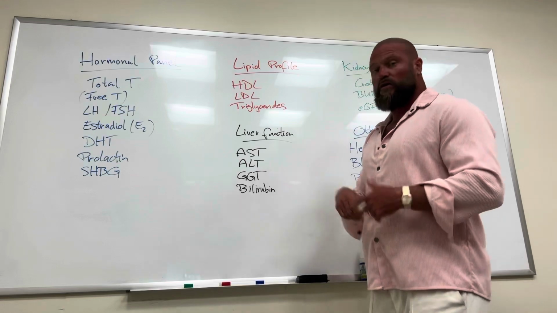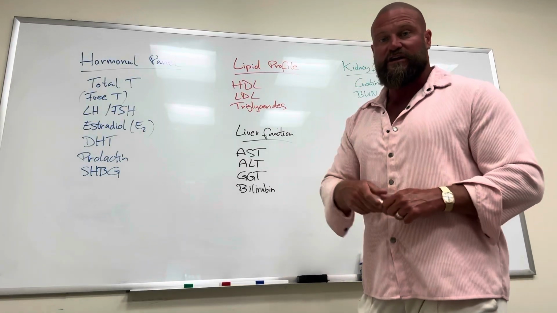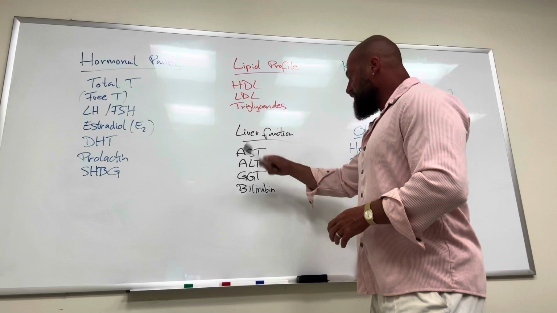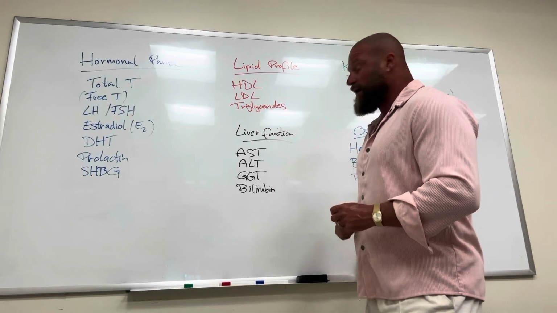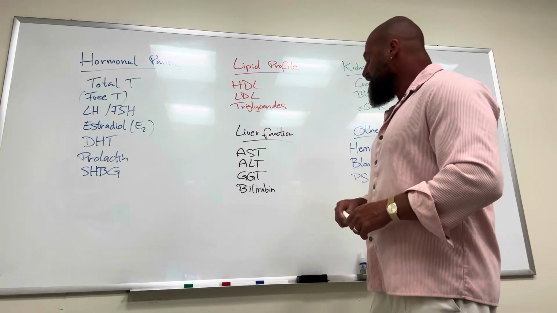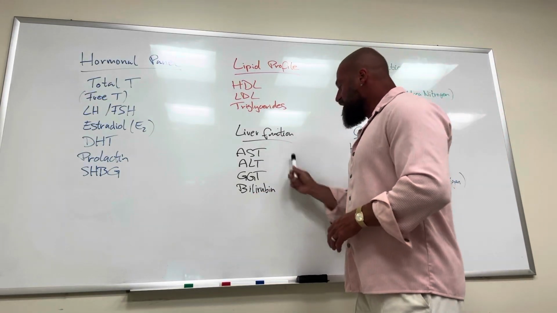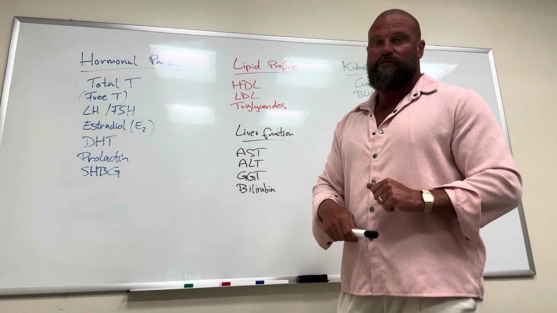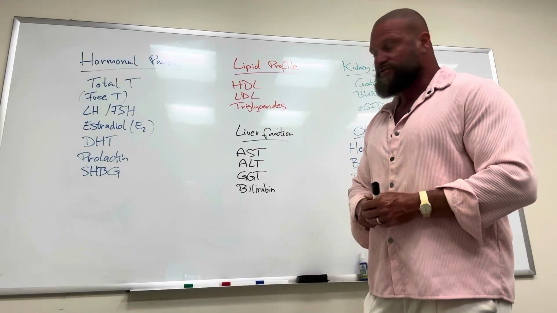Liver function is also very important, especially if somebody takes oral steroids. So we have several enzymes that give us a good idea about how well our liver functions. We have AST, ALT, GGT, and we also have bilirubin. So all those are important, especially again if you are taking oral steroids.